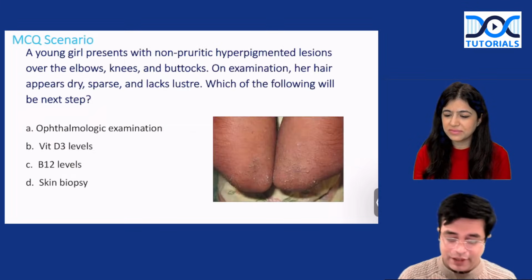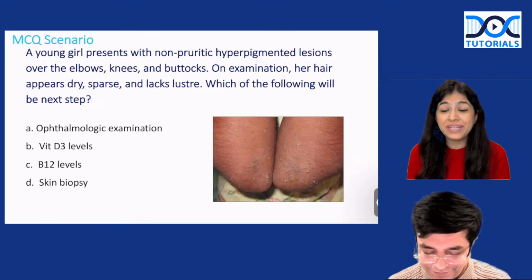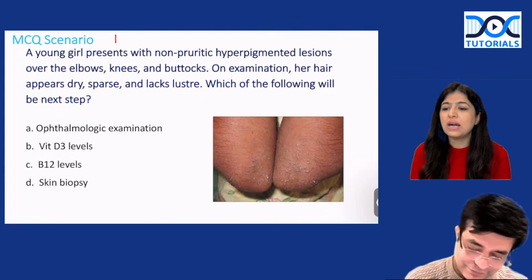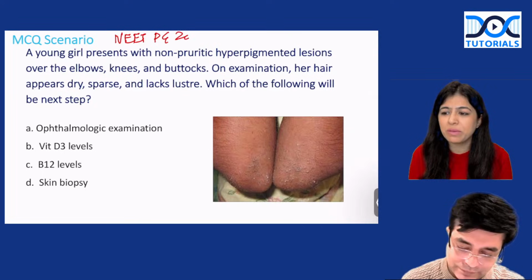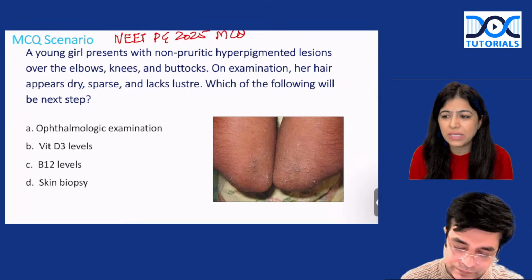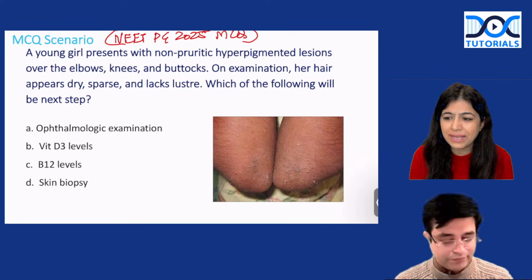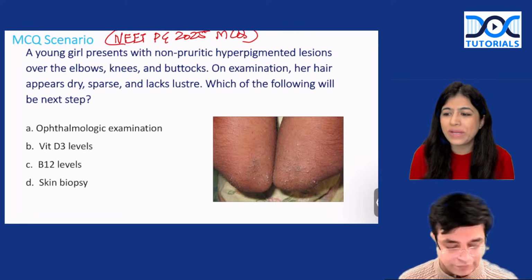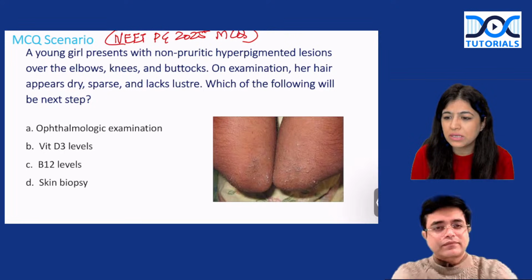Ma'am, scenario. Yes, this is a recent, I would say, NEET PG 2025 question. A young child presents with non-pruritic, that is non-itchy, hyperpigmented lesions over the elbows, knees, and the buttocks. On examination, hair appears dry, sparse, lacking luster. Which of the following will be the next step? So the question tells you that the rash is non-itchy, it is present on elbows, knees, and the buttocks.